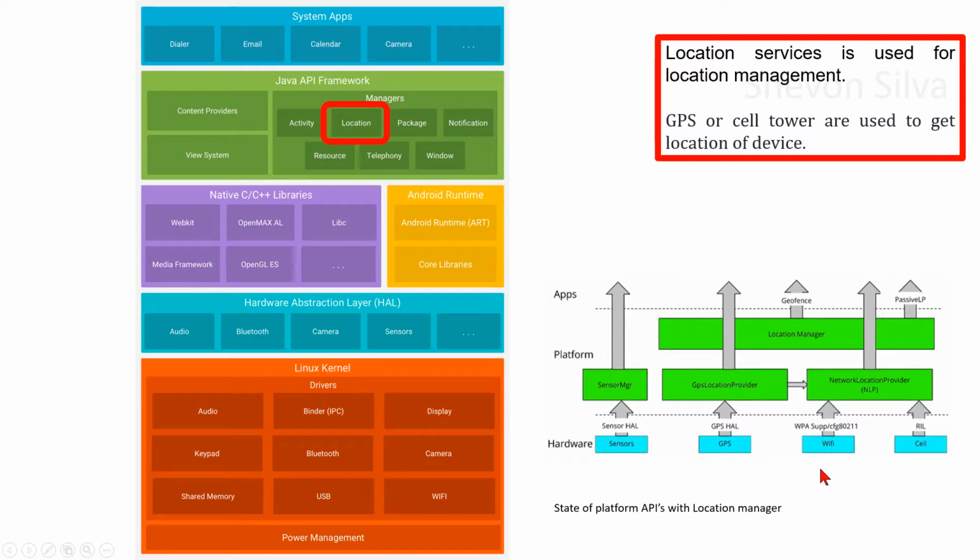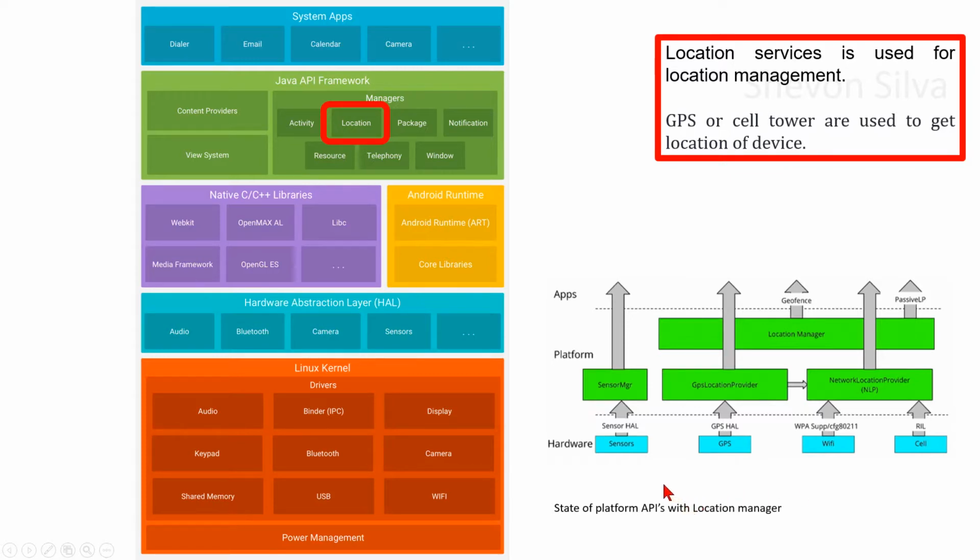Location manager is an Android framework class. It provides access to the system location services. It can get the location from GPS, network, and Wi-Fi. But at a given time, it can get the location from only one provider.